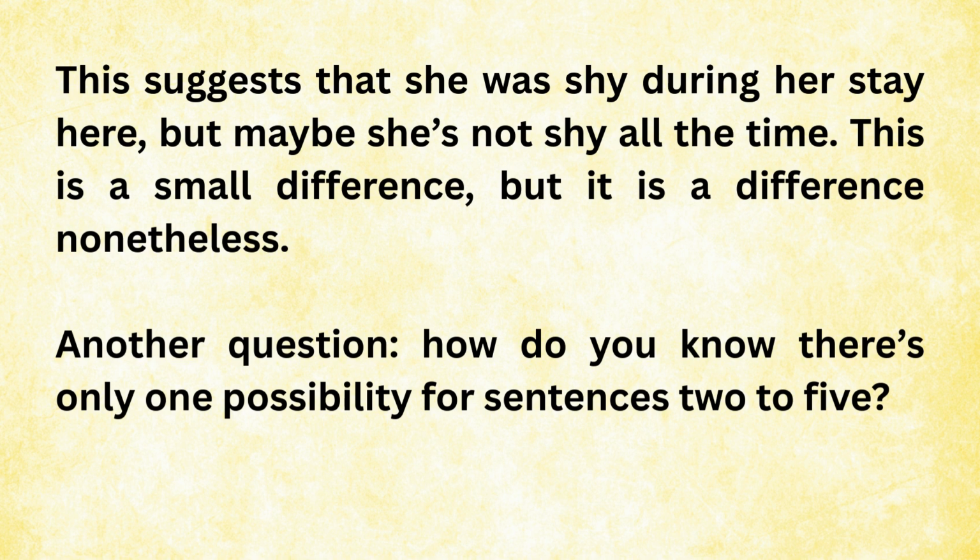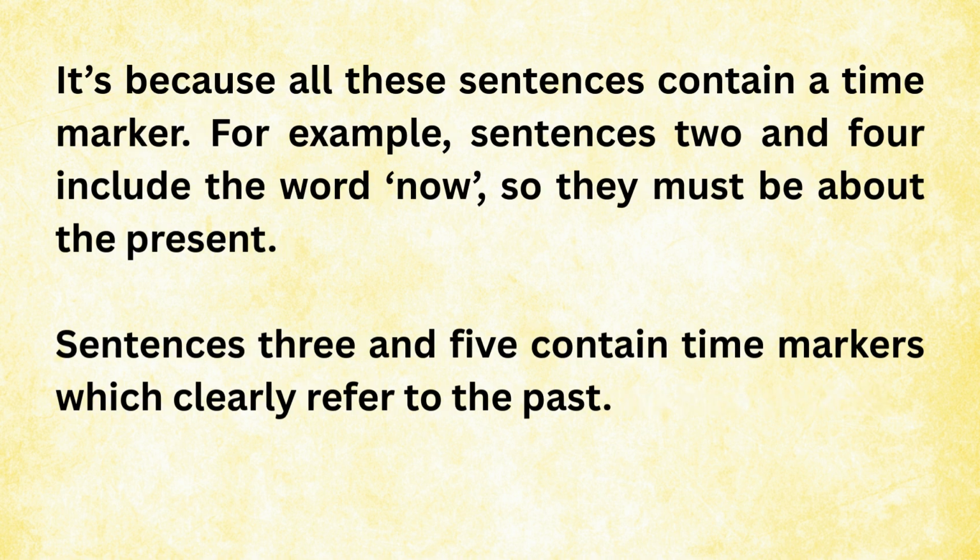Another question. How do you know there's only one possibility for sentences 2 to 5? It's because all these sentences contain a time marker. For example, sentences 2 and 4 include the word now, so they must be about the present. Sentences 3 and 5 contain time markers which clearly refer to the past.